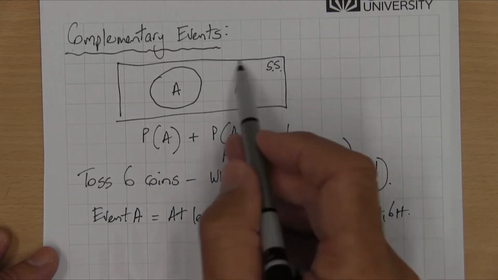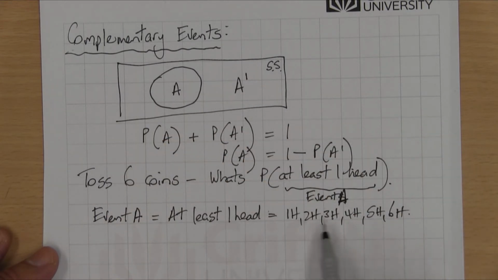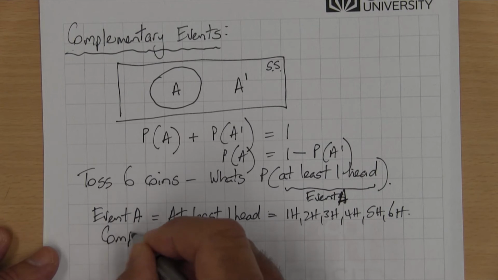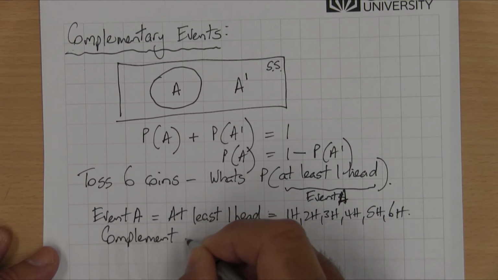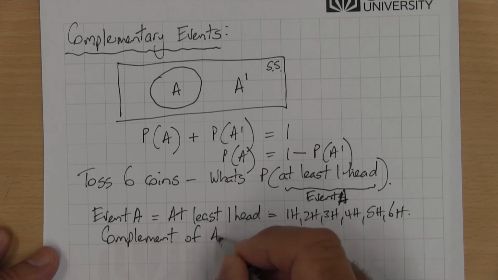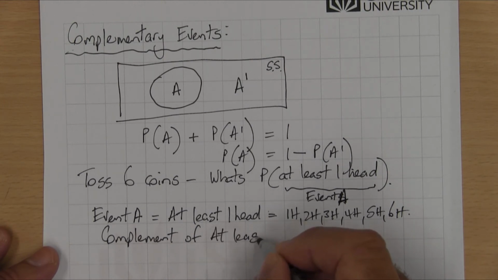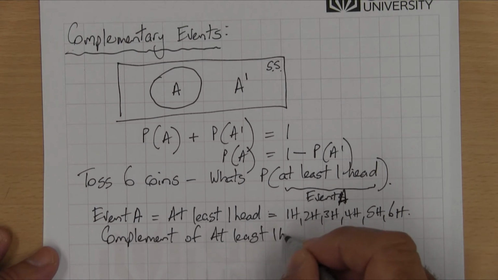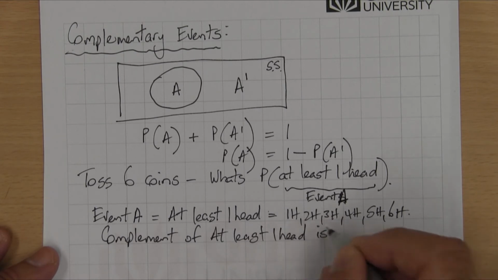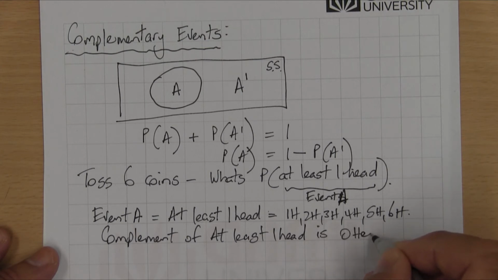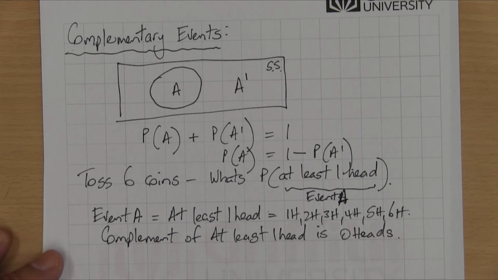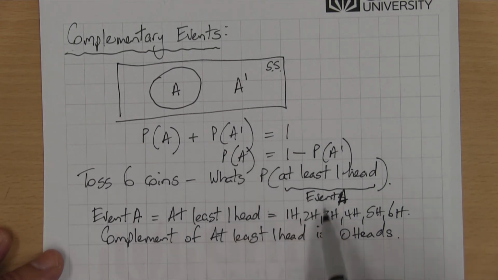So what are all the possible outcomes? What is the total sample space? Well, the only thing we've got to add to that is 0 heads. So that is a possibility: you toss a coin 6 times and get 0 heads. So the complement of at least 1 head is 0 heads. So 0 heads will be A dash, so we've got to find the probability of 0 heads.